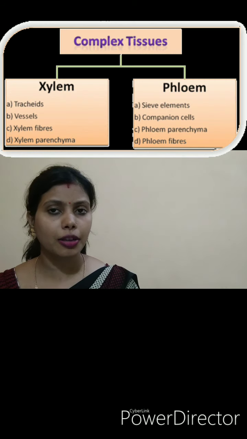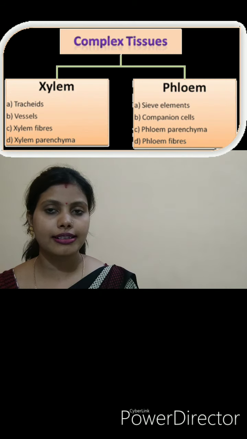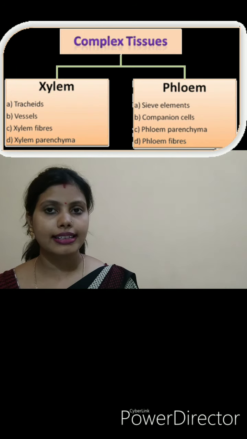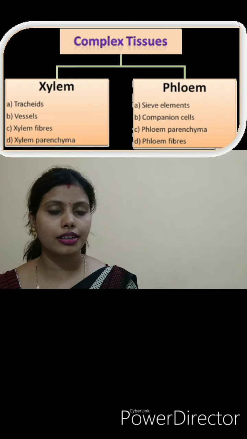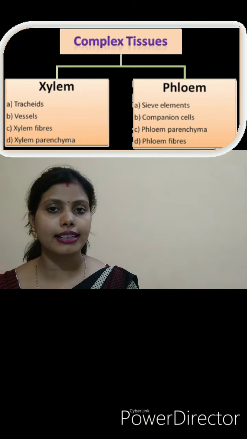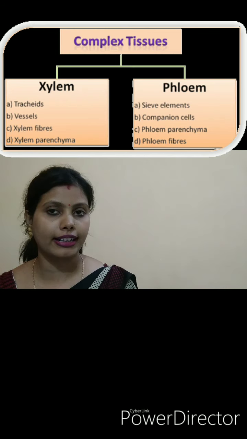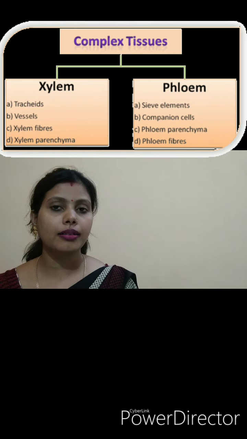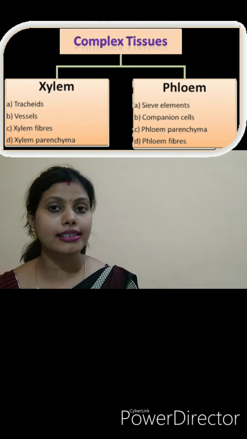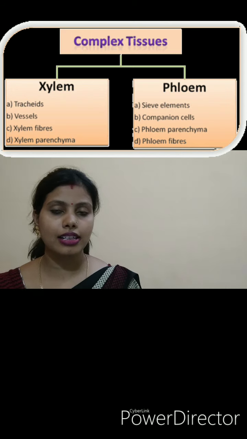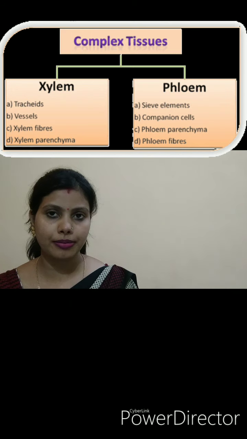So the components of xylem are, you can see here, students, the vessels, the tracheids, the xylem parenchyma, and the xylem fibers. These are the 4 components of xylem. The most active cells are the vessels and tracheids. They only conduct the water and minerals. And the parenchyma and the fibers just give support to the cells. This is all about the components of xylem.